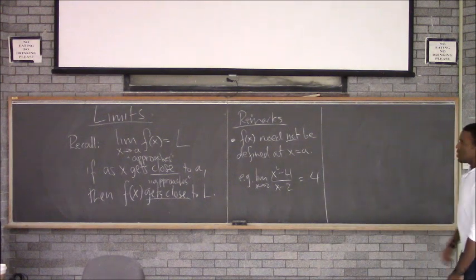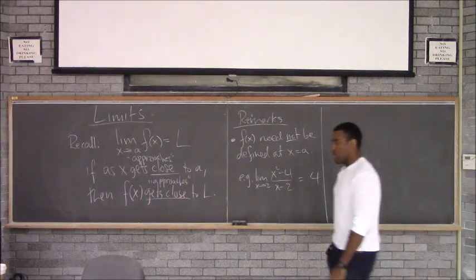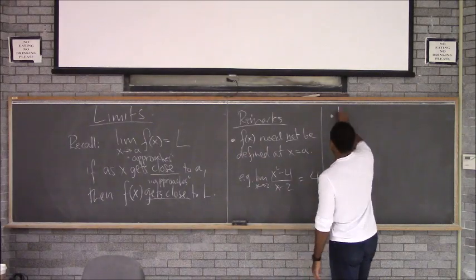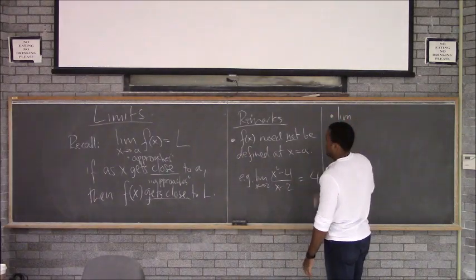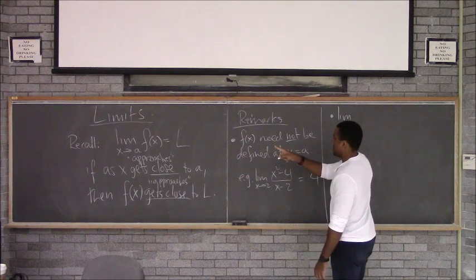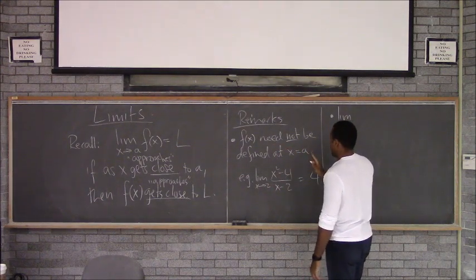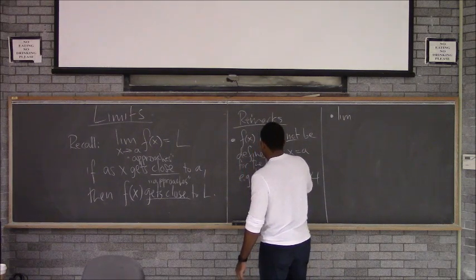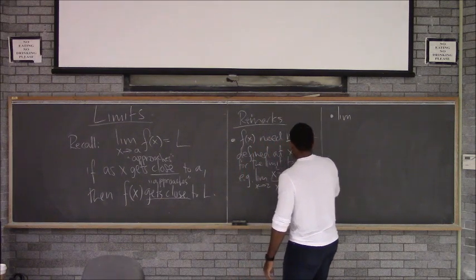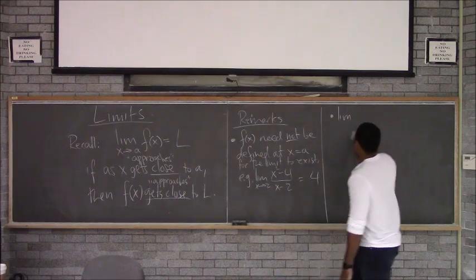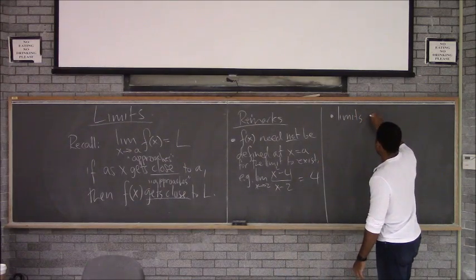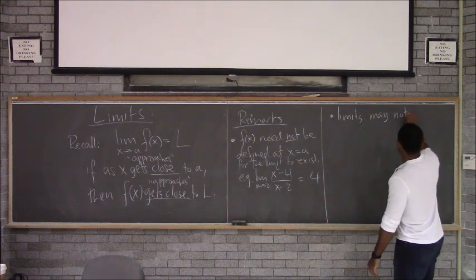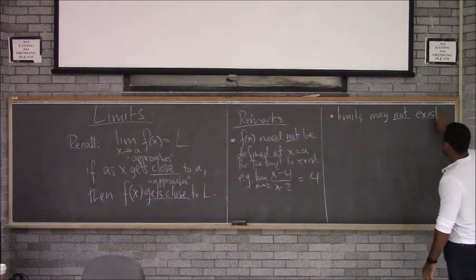We also saw an example where the limit did not exist. So that's another thing. Maybe I should complete the sentence. F need not be defined at x equals a for the limit to exist. And just make notes that limits may not exist.